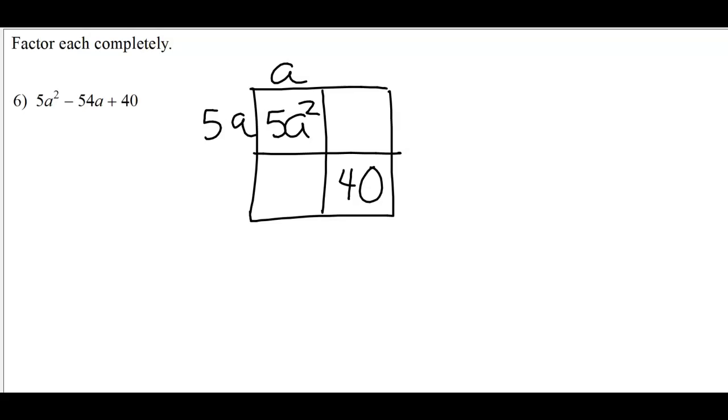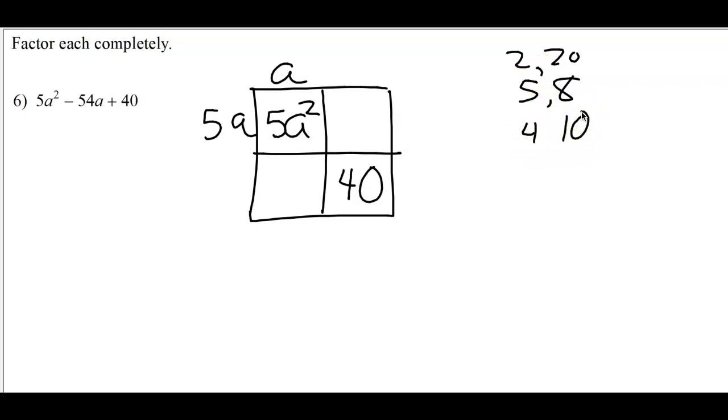It could be 10 times 4, or it could be 8 times 5. What else? It could be 20 times 2. There's a lot of possibilities. Let me list them over here: 2 and 20, 5 and 8, and 4 and 10.